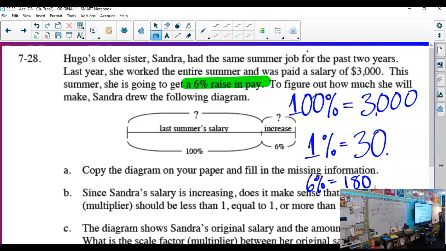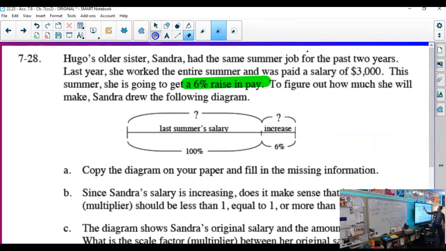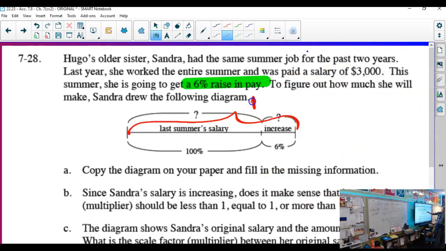Isaac, do you know what I can multiply by here, especially if I was using a calculator? 1.06. Yeah, this whole thing together, if we draw out the model, especially if we were using a calculator, is 1.06 because it's 1 plus 0.06, right? The 100% plus our 6% raise. Questions?